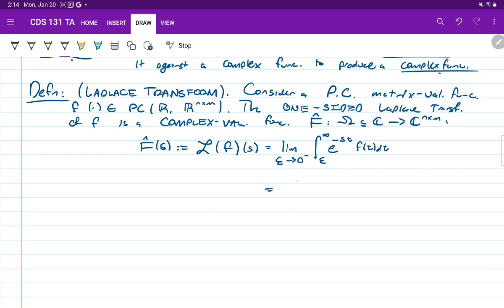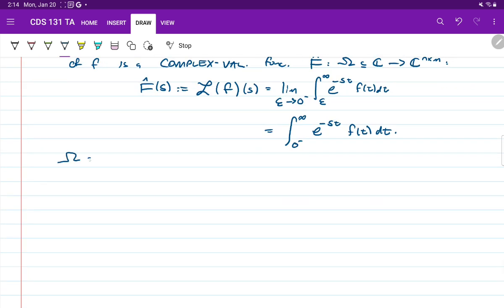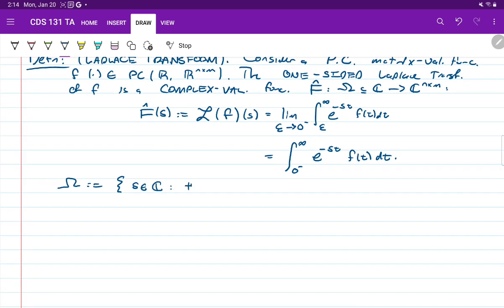This is more commonly just written as the integral from 0^- to infinity of e^(-st) f(t) dt. Here this set Omega in the definition is defined as the values of s in C such that the integral converges absolutely.